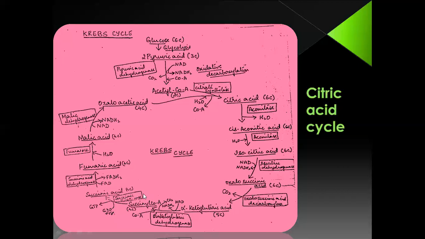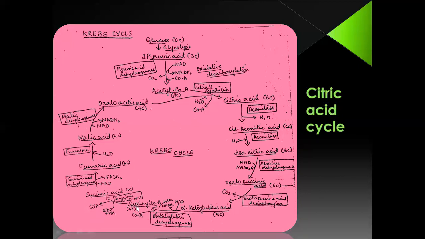It is released along with energy referred to as GTP. In the previous metabolism, we used to talk about the energy term as ATP, but in this cycle, the energy is released in terms of GTP, that is your guanosine triphosphate. And you should remember this is the only reaction or metabolism where GTP is synthesized instead of ATP.